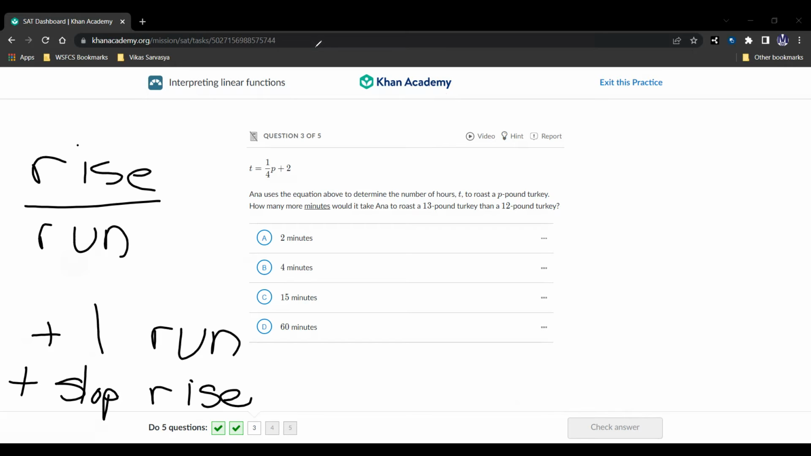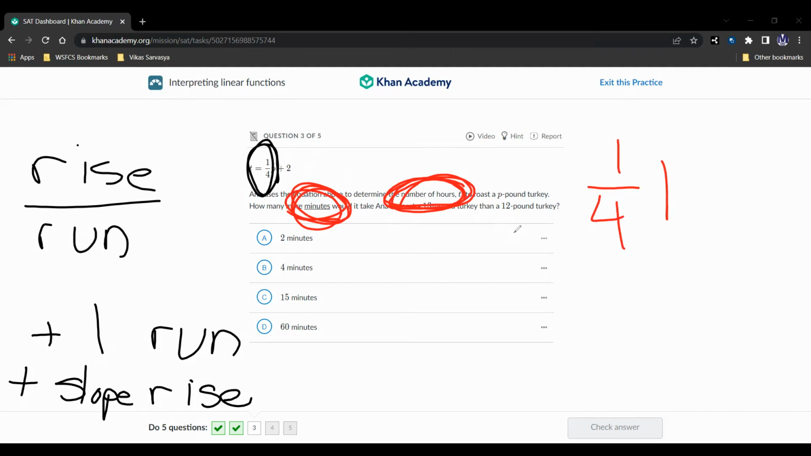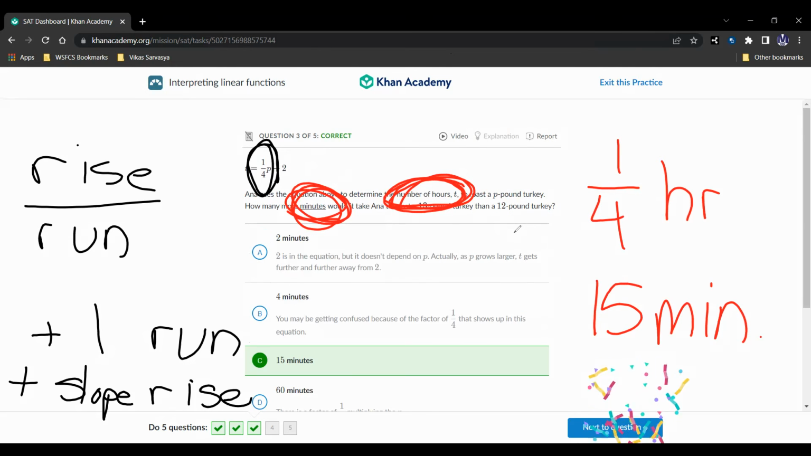So all we really need to do is find the slope. The slope of this function is right there, at 1/4, right? So it's going to take 1/4 more to roast the turkey. Now 1/4 what? We are given this in a number of hours, but we're asked in terms of minutes. So there's going to be some disconnect. We're given 1/4 of an hour more, which means that we're going to have 15 minutes more. So that is our answer. Let's keep going.